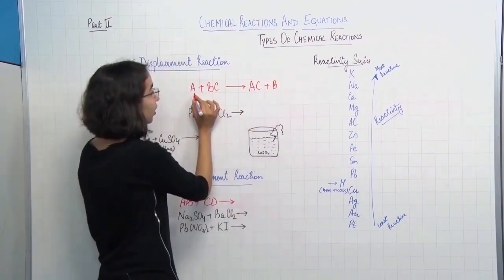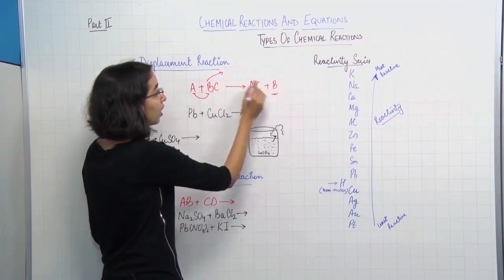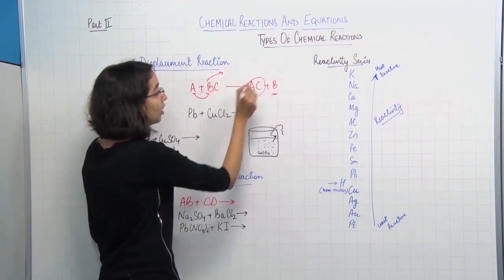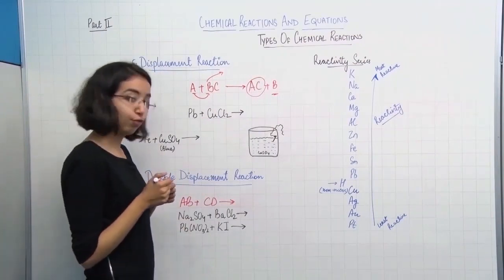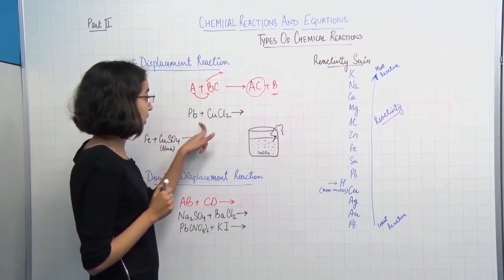So here the element A is able to push out B from its own compound, B comes out, and A combines with the C to form a compound. Then it is called a displacement reaction. We can understand this with an example.